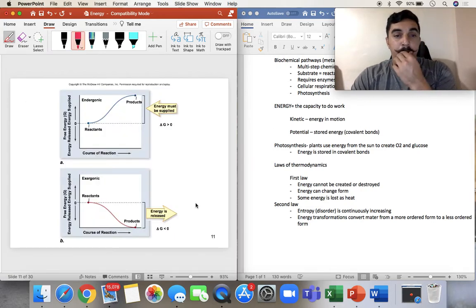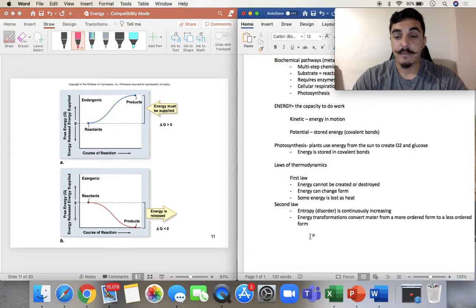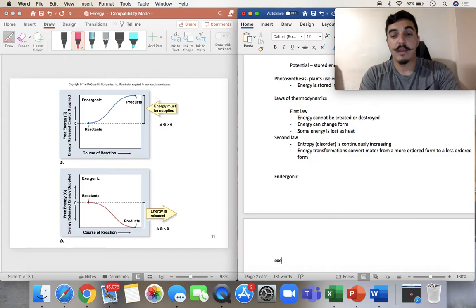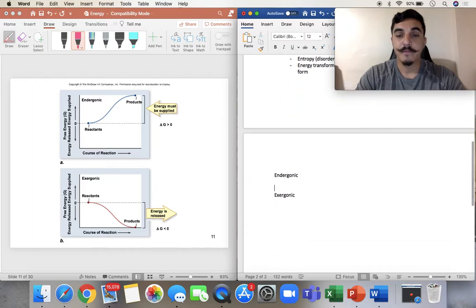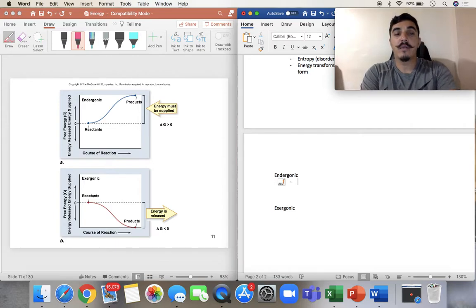So, here's an example. We're going to talk about two big words. We're going to talk about reactions now. Jump into those reactions and use a little bit of these terms. So we're going to talk about endergonic and exergonic. So what does that even mean? Anybody heard of that word? So endergonic. Endergonic reactions.